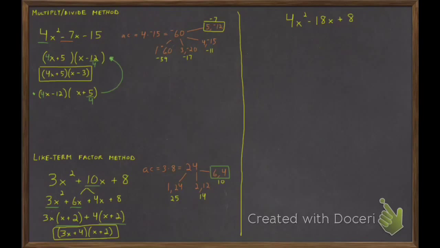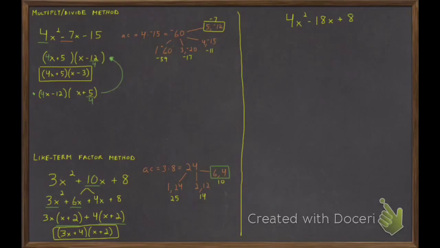Alright, so for the next quadratic, I'm actually going to factor it both ways to show you that you can use either method to factor quadratics. And I chose this example because with quadratics, you can simplify them right off the bat without doing any of the factoring methods. Now, how would I simplify this right off the bat? Well, I can see that it has something in common. It has a 2 in common.